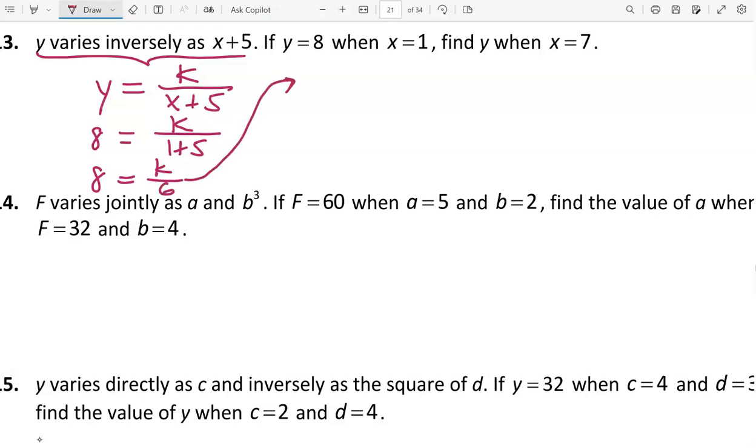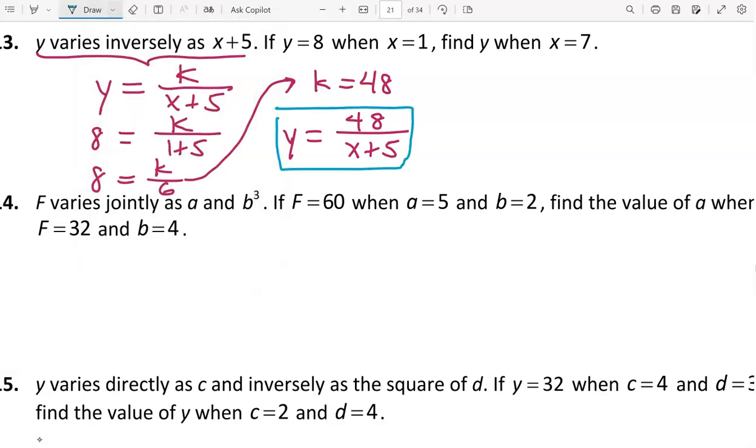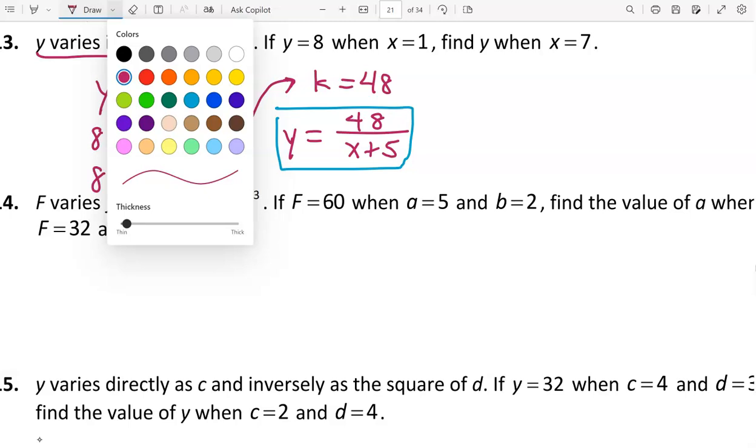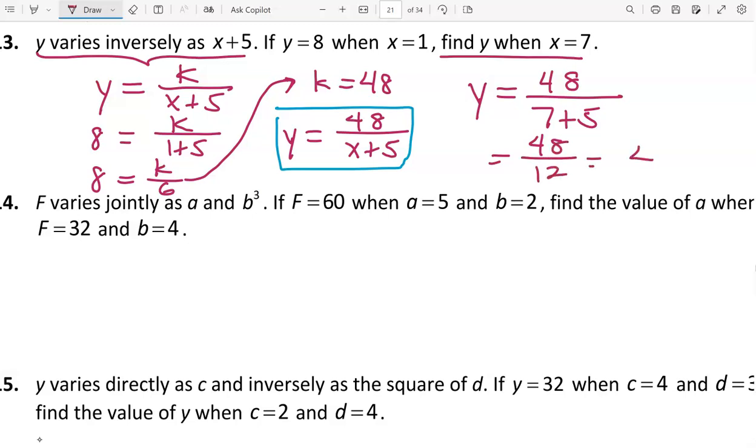Multiplying both sides of the equation by 6, we get k is equal to 48. So the equation of variation is y is equal to 48 divided by x plus 5. That's the variation equation. And then we're going to use that equation to find the specified value. We're asked to find y when x is 7. So y is equal to 48 divided by 7 plus 5. So just replace the x with 7, and that's 48 divided by 12, which is 4.